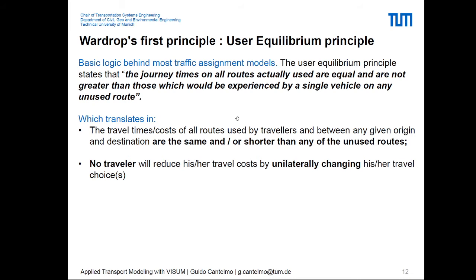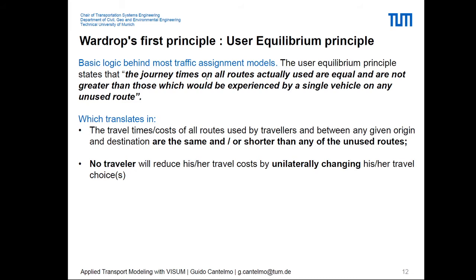And this is more or less what Wardrop's first principle of user equilibrium says. This is the basic logic behind most traffic assignment models. The user equilibrium principle says that the journey times on all routes actually used are equal and are not greater than those which would be experienced by a single vehicle on any unused route, which translates into the travel time or the cost of the routes used by travelers between any given origin and destination being the same and/or shorter than any of the unused routes.